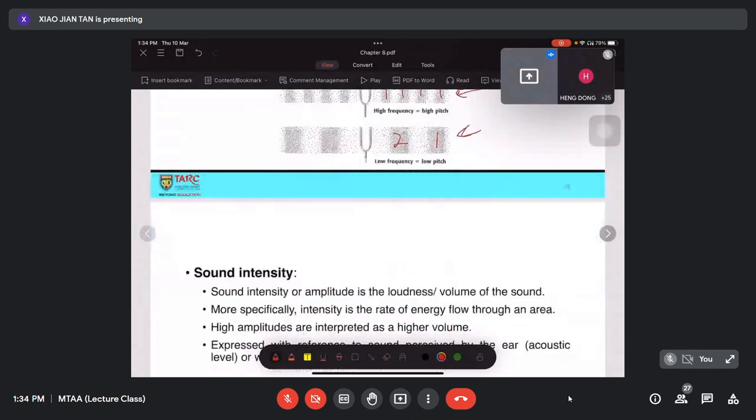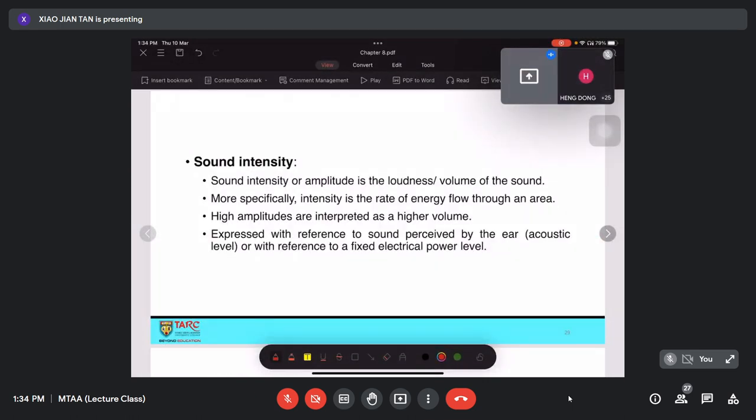Okay. So sound intensity. Sound intensity or amplitude is the loudness. Intensity would usually be on the y-axis. This will usually be the x-axis. And loudness is in dB.